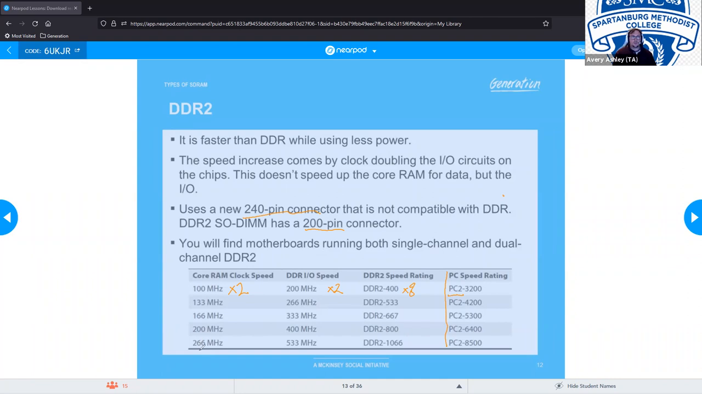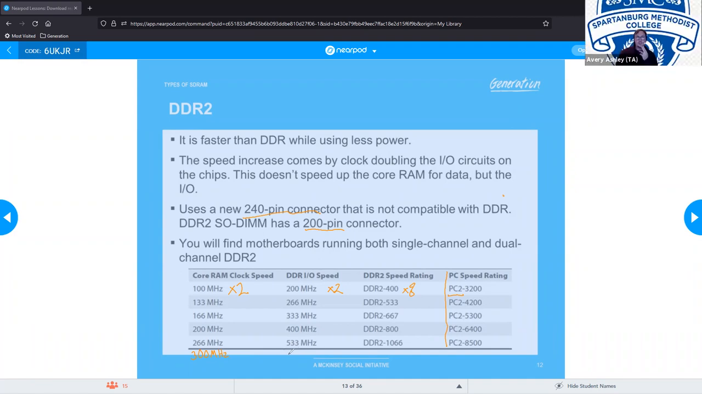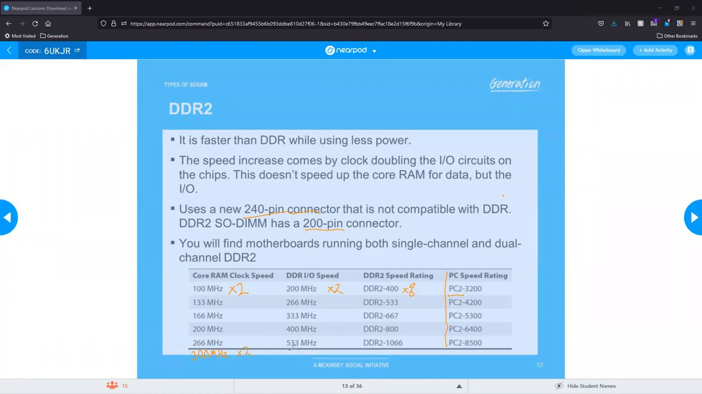Kelly, will you call on a random student for me? Absolutely. Chris K. Will you tell me what our DDR speed is going to be for 300 megahertz? 600. Why is it going to be 600? Multiplying by 2. Why are we multiplying by 2? Because it's double data rate.